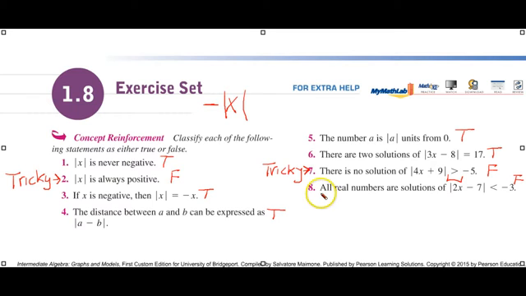Now, for number 8, all real numbers are solutions of this. Now, when they're saying the absolute value is less than a negative, we said over here absolute values are never negative. And because you're starting with a less than and negative 3, there can never be positive values. This is false. Okay, a good review, and again, concepts, definitions, theory of what's needed to be successful in dealing with absolute value.